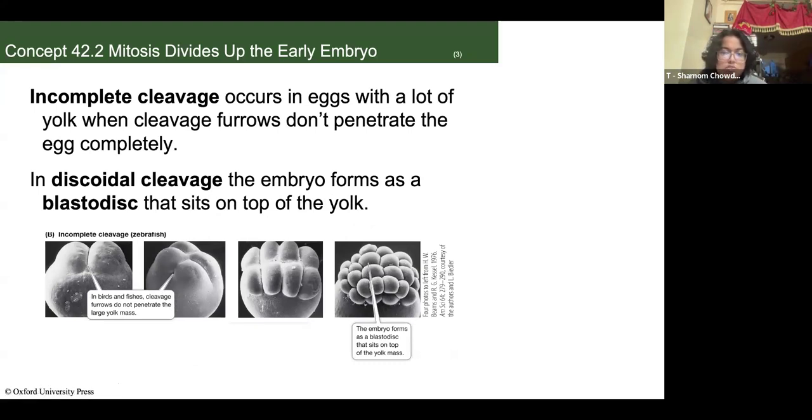So that's pretty much the majority of what you need to know for incomplete versus complete cleavage.